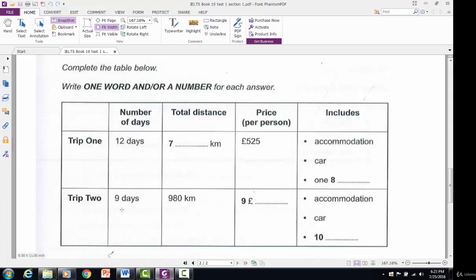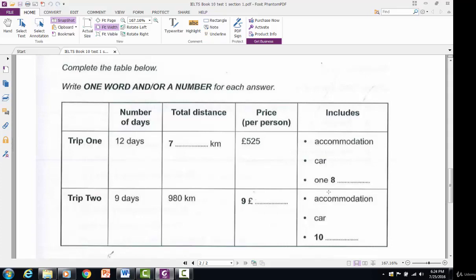Trip 2. Then you're going to hear something about 9 days. And then they're going to say 980 kilometers. You're going to hear that. And then they're going to give you the price. It's going to be pounds, connected to a number. Keep in mind, when they give you numbers, they most likely are going to say more than one number to try to trick you into putting down a wrong answer choice.